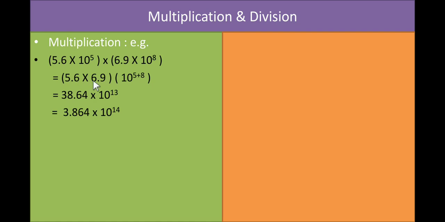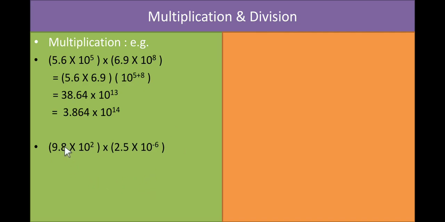Now 5.6 into 6.9 is 38.64 and 10 to the power 13. Now we have to write this in standard form, that is scientific notation. So we have to move the decimal point to the left 1 place. Therefore we have to raise the power of 10 by 1, that is 13 plus 1, that is 14. This is the result and it is in the standard form of scientific notation. Okay. Now we see another example.